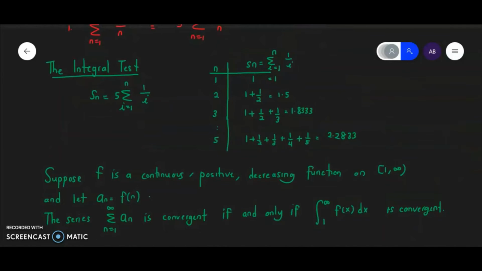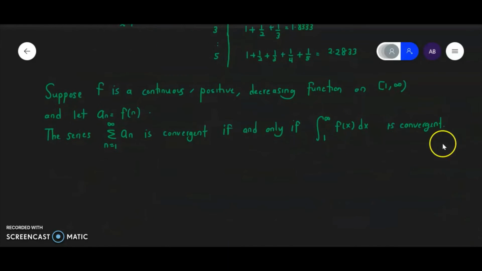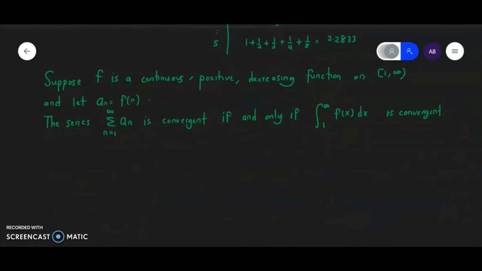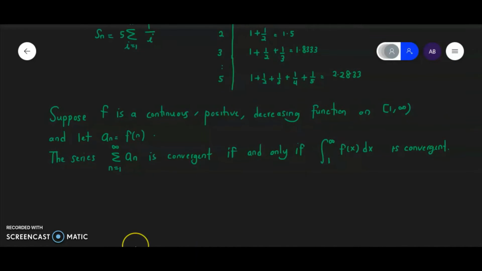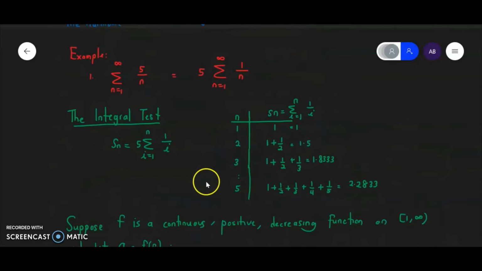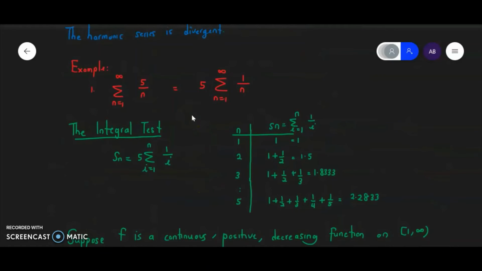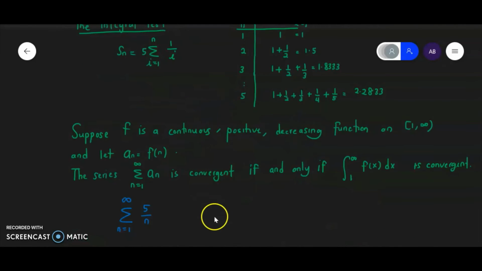Don't forget the 5 here. If you add 5 here, of course the series will also diverge. Okay, let's look at another example. So we want to apply the integral test to this series, 5 over n, that was our given series here, right? So this is what we want to find out by the integral test.